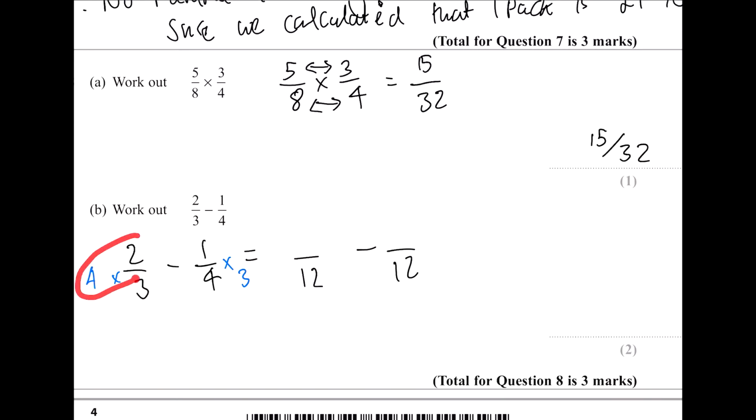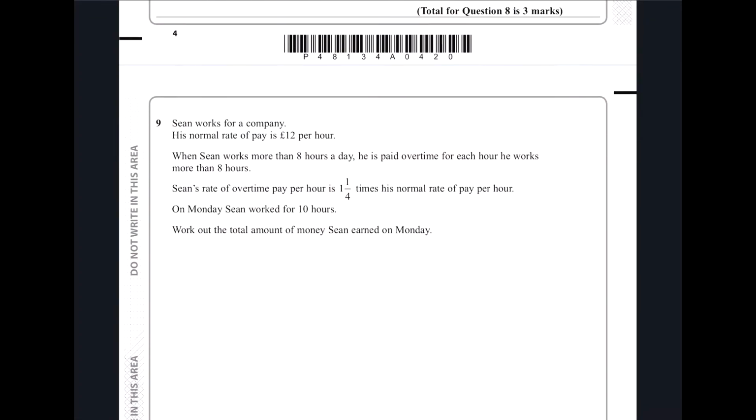So we can say that 4 times 2 would give us 8, and then 3 times 1 will give us 3. And now we can just subtract the tops, which will give us 5 over 12. Okay. One done.